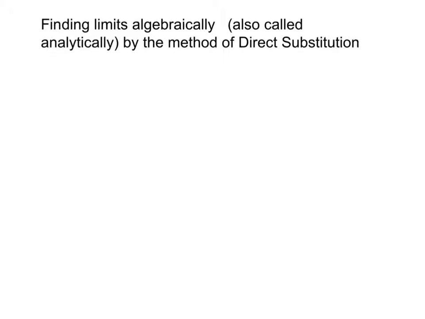So the first example we're going to try is the limit as x approaches 2 of x squared plus 5. Okay, direct substitution means literally that. Any place where I have an x, I'm going to now put a 2 in. So now I have 2 squared plus 5. 2 squared is 4. 4 plus 5 is 9. So the limit of x squared plus 5 as x approaches 2 is 9.